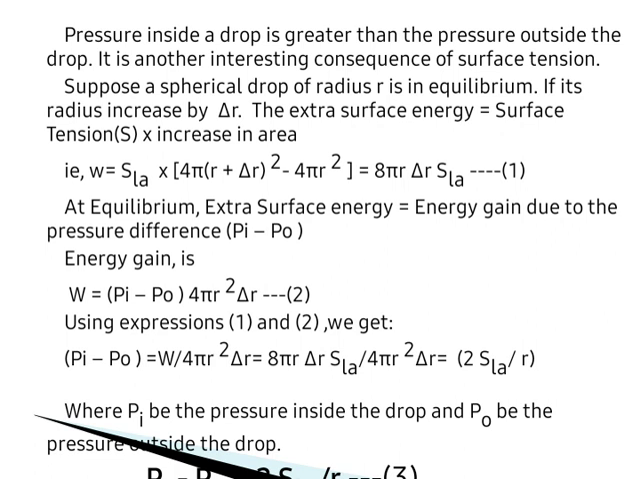Using expressions 1 and 2, we get Pi − Po = W / (4π r² δr) = 8π r δr SLA / (4π r² δr) = 2 SLA / r. Then Pi − Po = 2 SLA / r, which is expression 3.